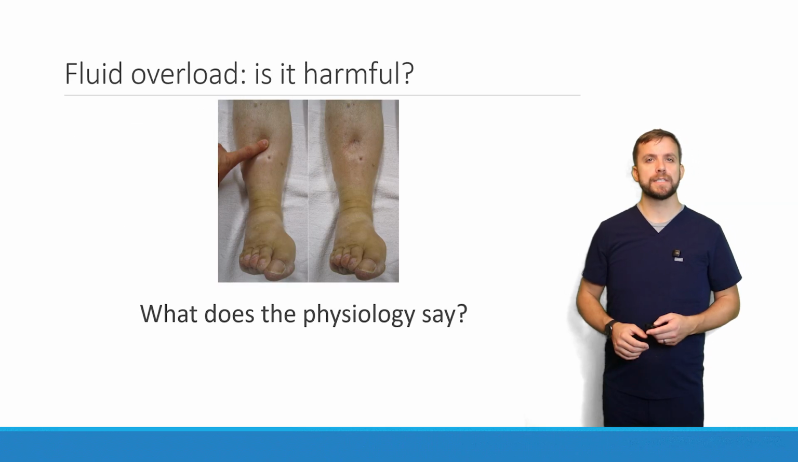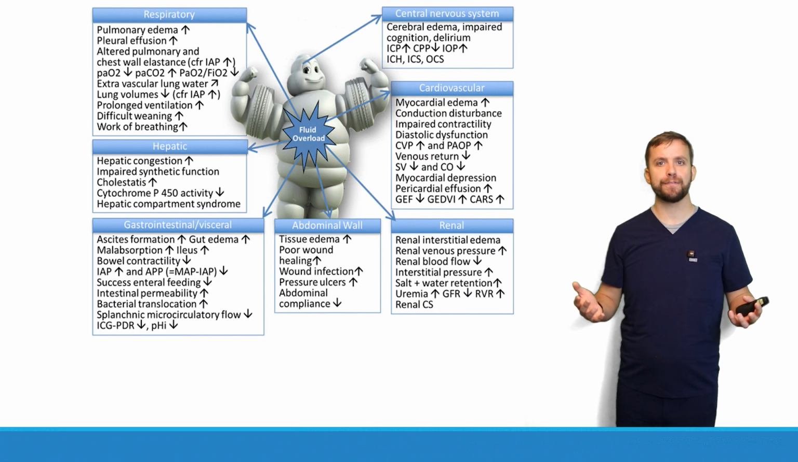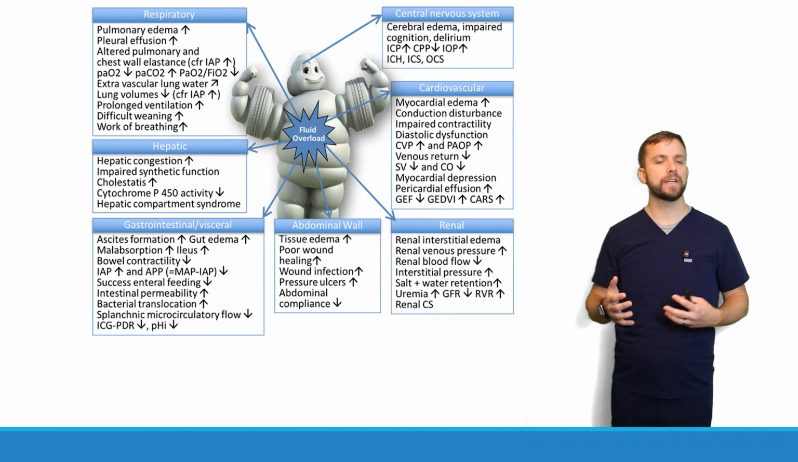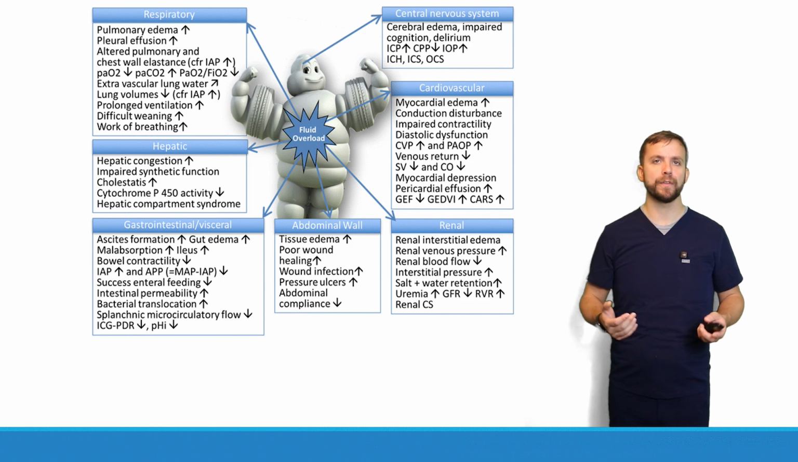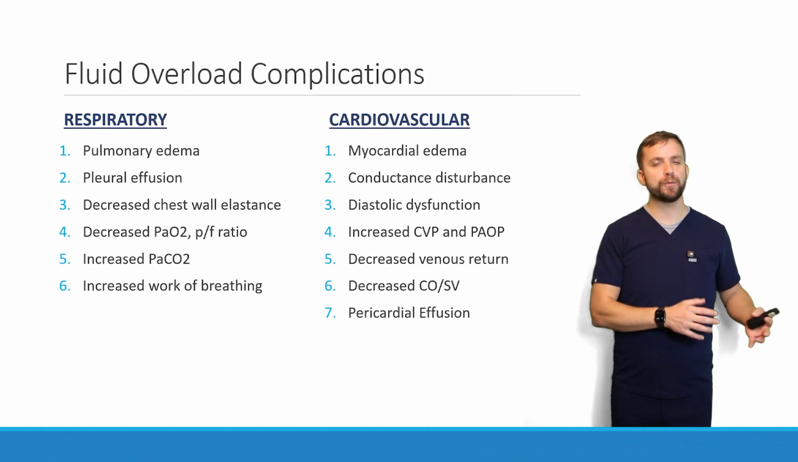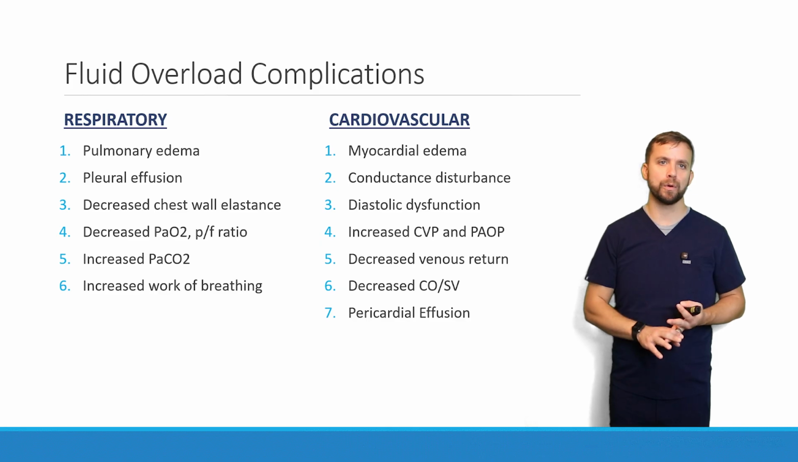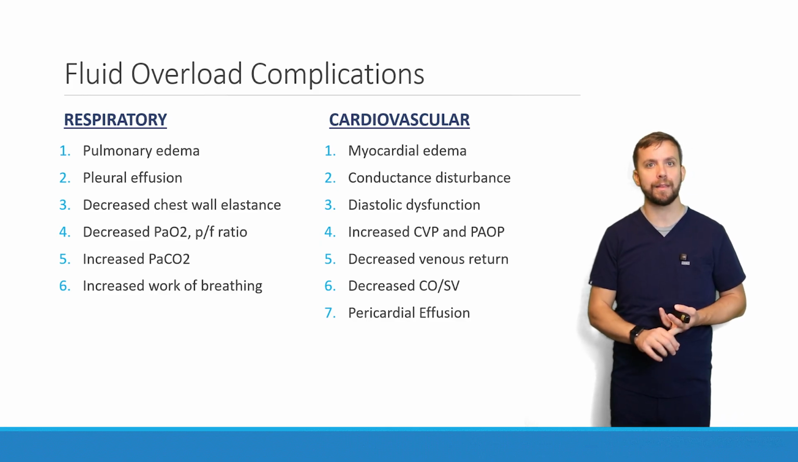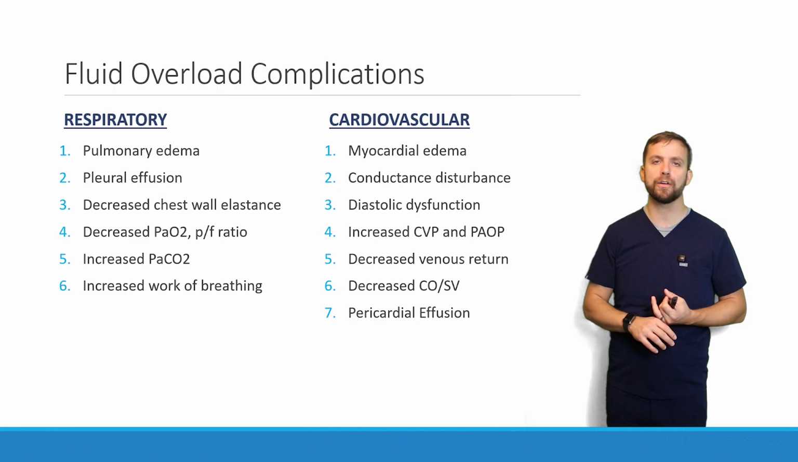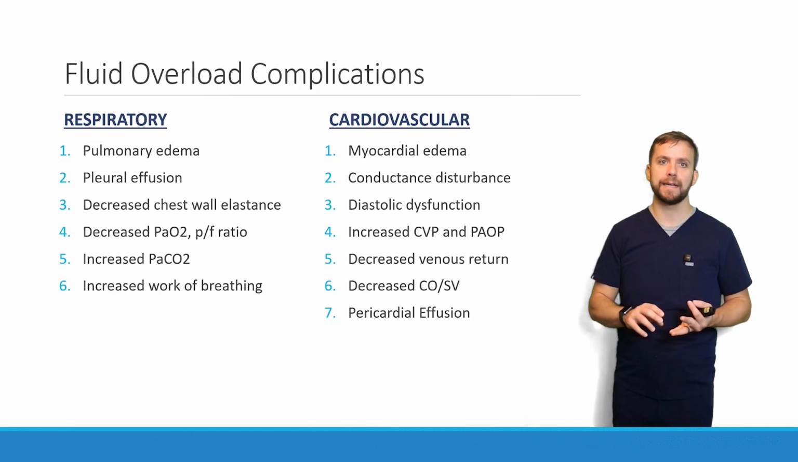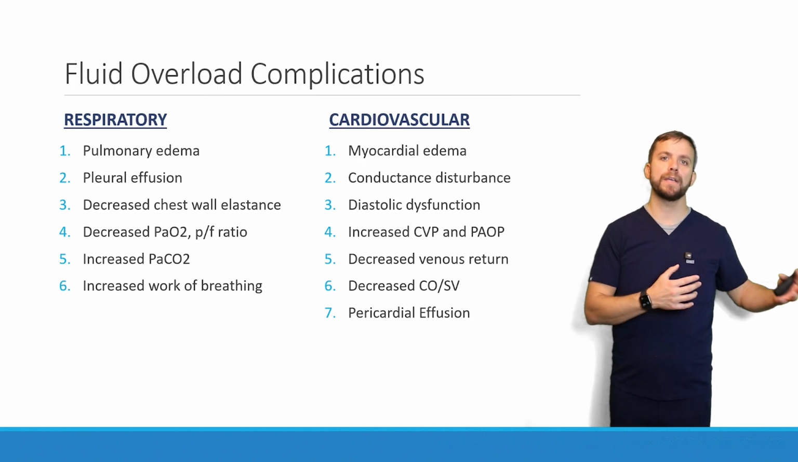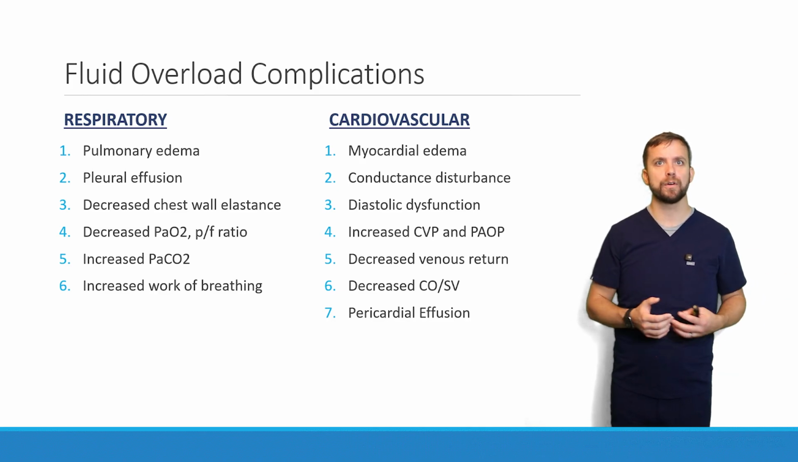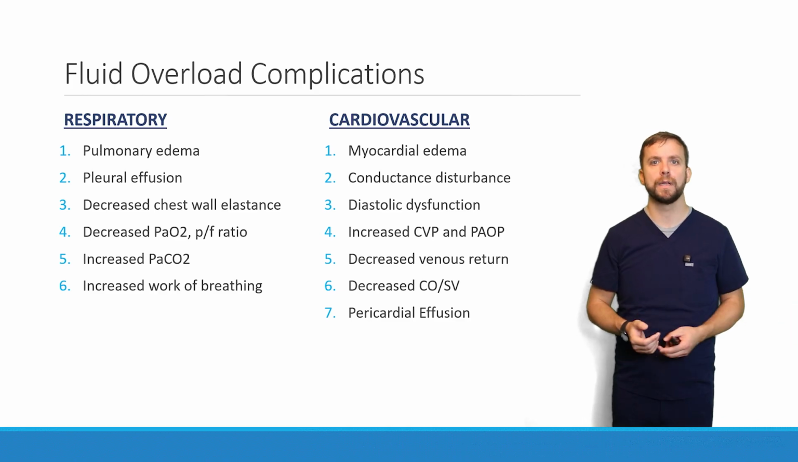What does the physiology say? This is a famous picture, but it looks at all the different complications of fluid overload, and we can look at them all individually, but you can see the list goes on for people that are fluid overloaded. Under respiratory, you get pulmonary edema, pleural effusions, decreased chest wall elastance, drop in PF ratio, increase in carbon dioxide, increased work of breathing, myocardial edema, increase in your CVP and wedge pressure, decreased venous return, which is going to worsen your cardiac output.